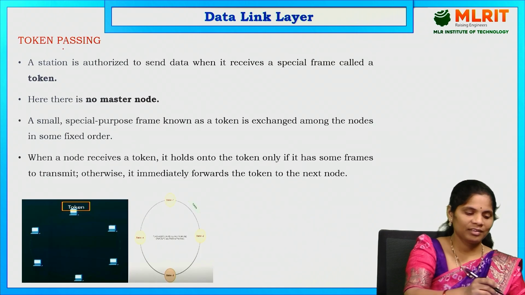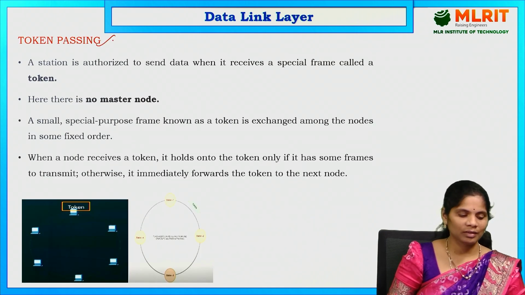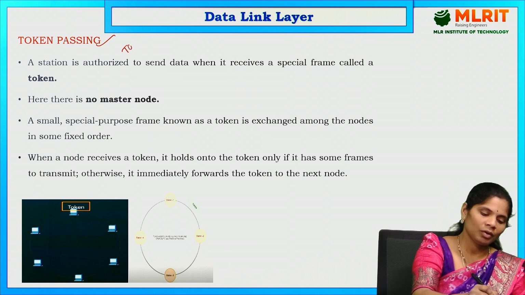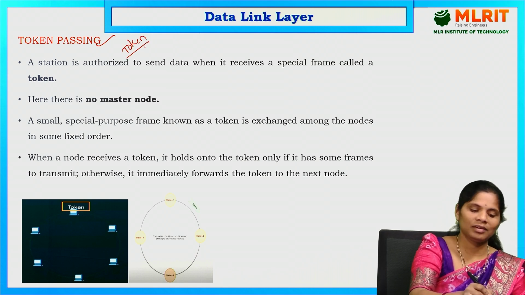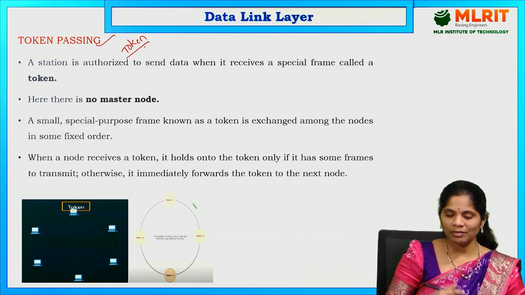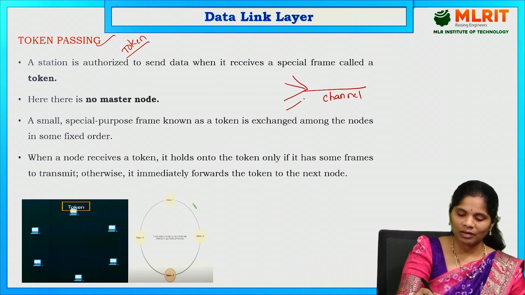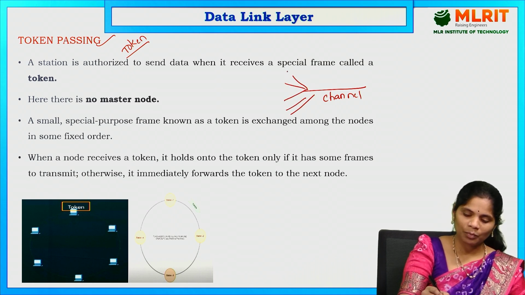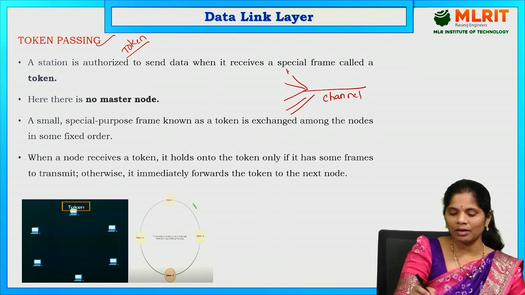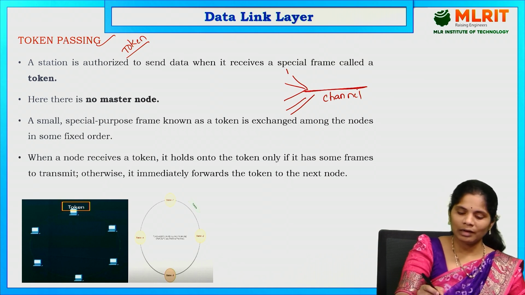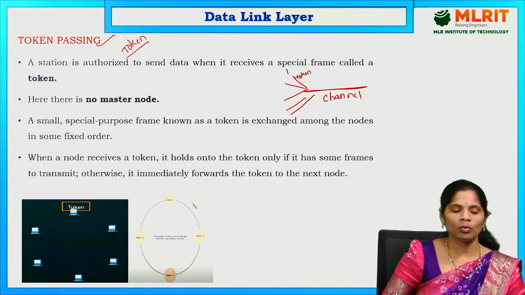And the next one is token passing. What is token passing here? It means we have to give a token to each and every station for sending the data. Suppose this is the channel, and the stations want to send some data. If this station wants to send data using this channel, it must have the token. Then only it will send the data. That is the token passing condition.